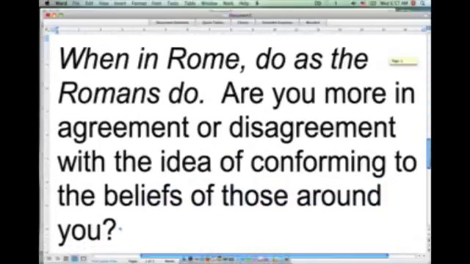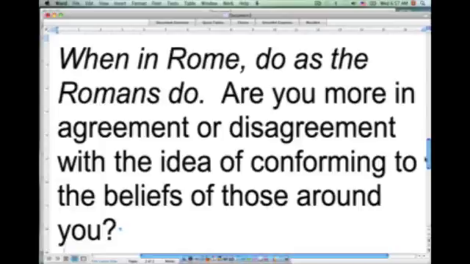Now let's look at a question together, and I'll just take a second to outline what I mean. So here we have, when in Rome, do as the Romans do. Are you more in agreement or disagreement with the idea of conforming to the beliefs of those around you? I will let you read that by yourself. So basically the essay question has a bit of background, which is a proverb. When in Rome, do as the Romans do.